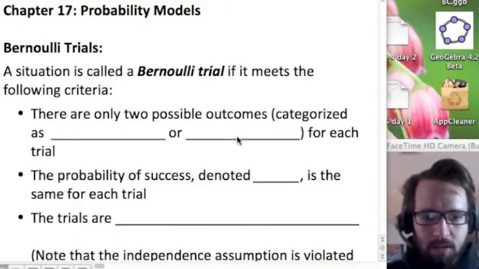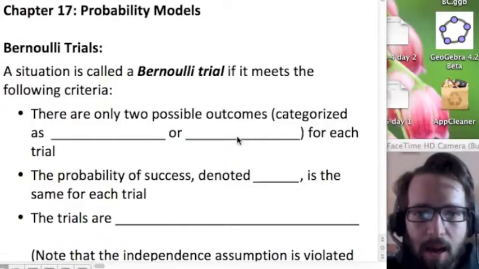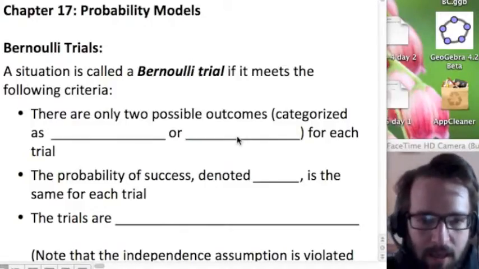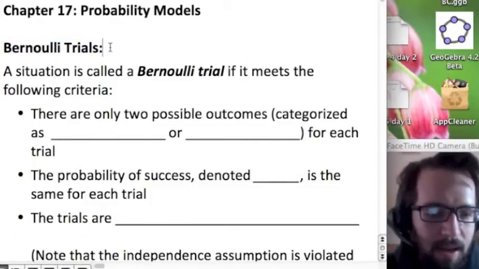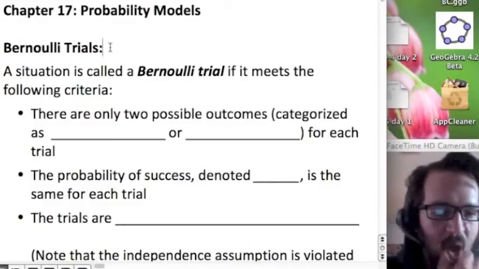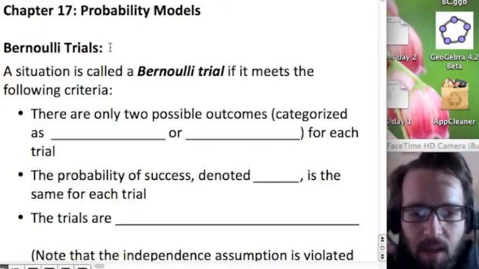Okay, hey, what's up? We're going to start talking about Chapter 17, a couple different probability models. So let's go ahead and start to look through our notes here. We have Bernoulli trials, which is basically what this entire chapter is about, a couple different models that we use that are Bernoulli trials, and there's a couple things here that we need for that to be true.